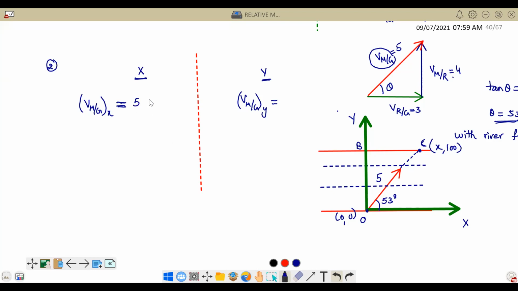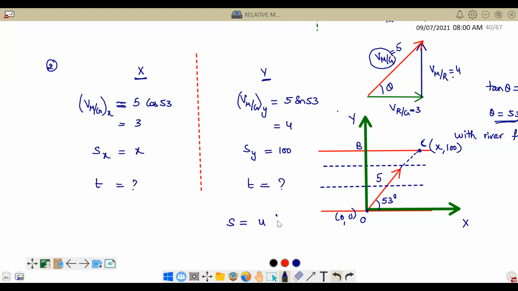5 cos 53, and this is 5 sin 53. How much is cos 53 in this triangle? Adjacent by hypotenuse. That means how much? 3. This is 4. Now what is the displacement in x direction and what is the displacement in y direction? This you have to get from coordinates. How much has it moved in x direction? X. How much has it moved in y direction? 100. Now time you have to calculate.